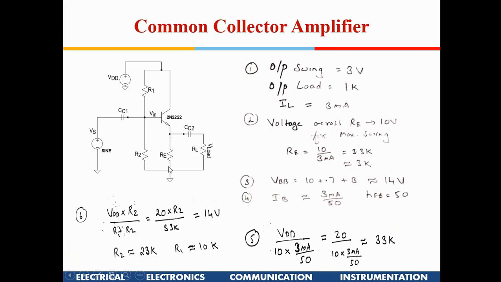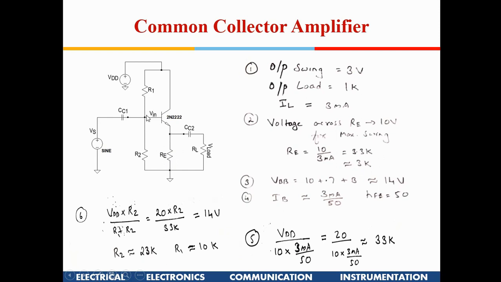So the voltage across this RE should be 10 volt. If it's at the midpoint, it is better. It can go to 13 volt and 7 volt, so the output swing will be symmetrical across this. You get the maximum swing when this point is at 10 volt. For this 10 volt, we have the bias current requirement of 3 milliampere, so we get 3.3k. I take it as approximately 3k. So this resistance value is now fixed.